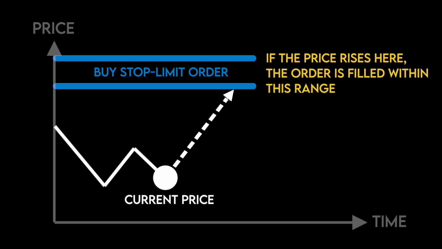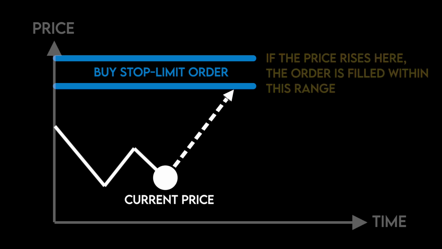For example, if the price is at $9.99 and you want to buy at 10, you could set a stop limit order between 10 and 10.10, and you will only be filled inside this range. The downside is that you might be filled only partially if the price goes really quickly above your upper limit. All right, now you own 10 shares.